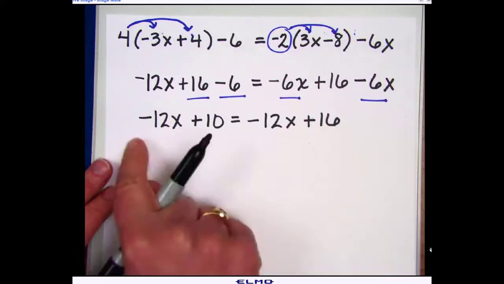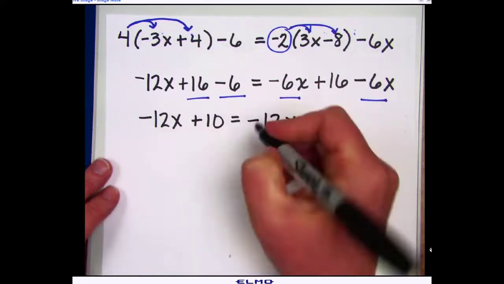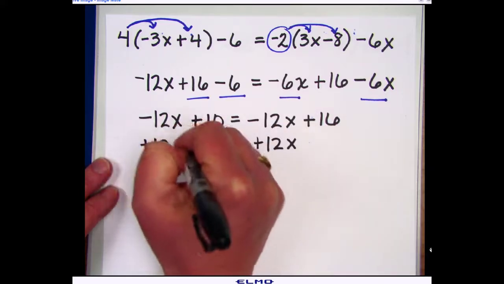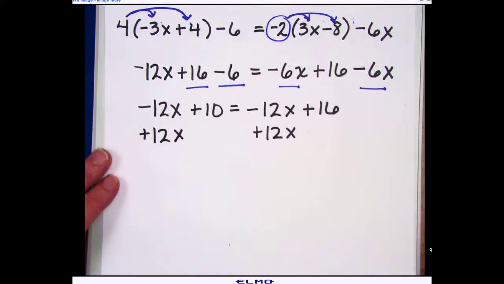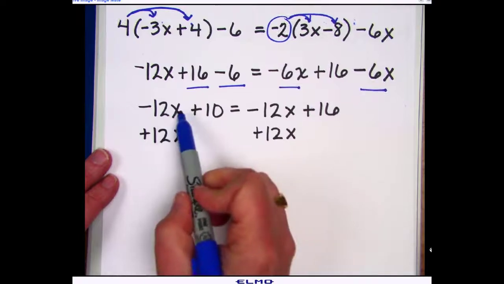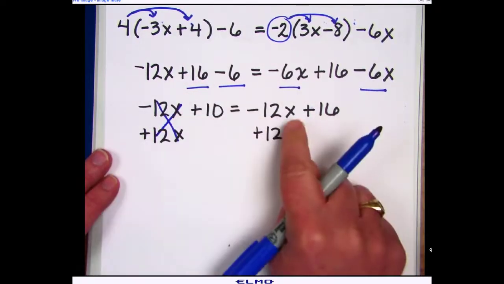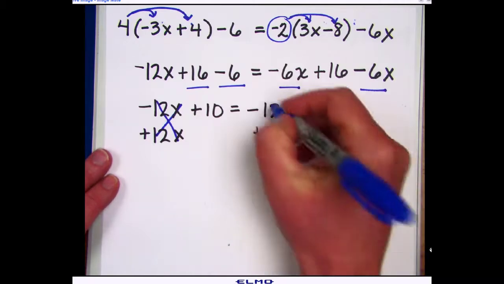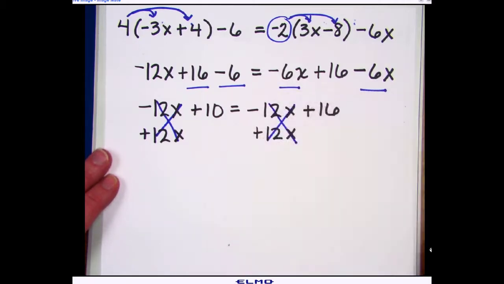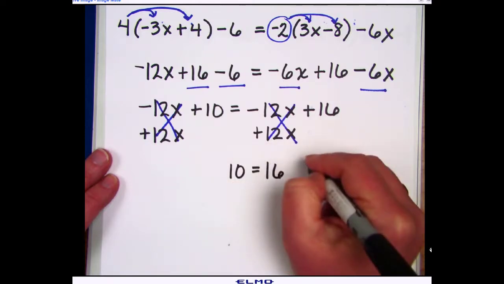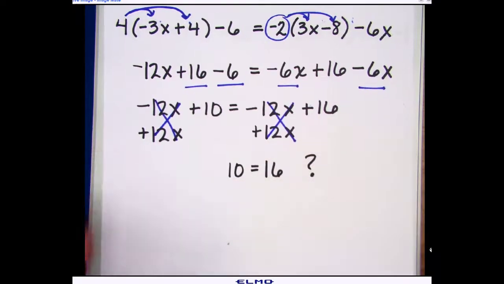So let's pretend that we want to get rid of our minus 12x. So we're going to add 12x to each side. Well, what happens? On the left-hand side, minus 12x and positive 12x cancel out. On the right-hand side, minus 12x and positive 12x cancel out. And what I'm left with is 10 equals 16. Huh? How did that happen?